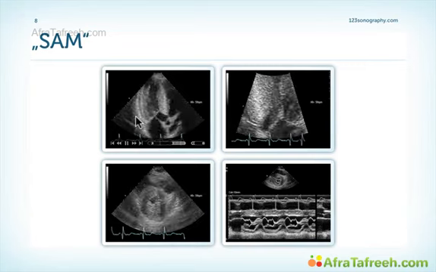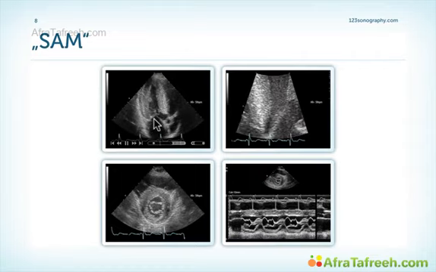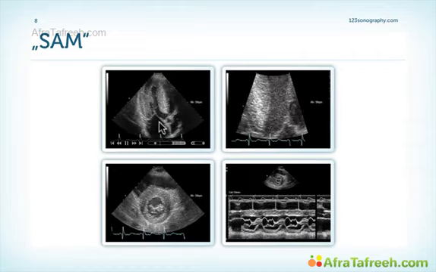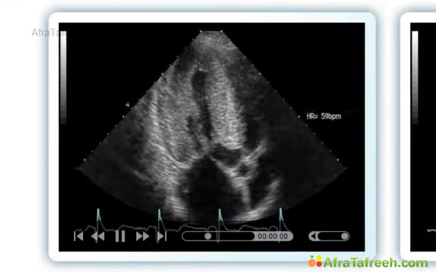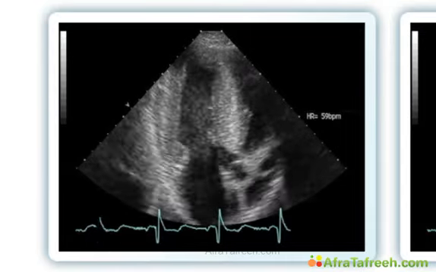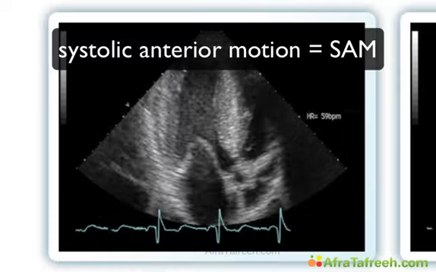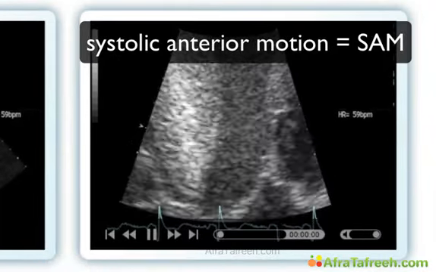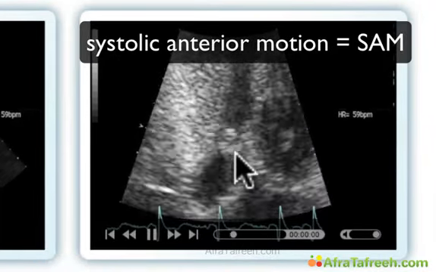But this patient, in addition, also has a very abnormal motion of the mitral leaflet, in particular of the anterior mitral leaflet. And you can see that during systole, this leaflet is dragged towards the septum and thereby obstructs the LVOT. This motion is also called systolic anterior motion, and it can be seen in several views. For example, the apical long axis view.